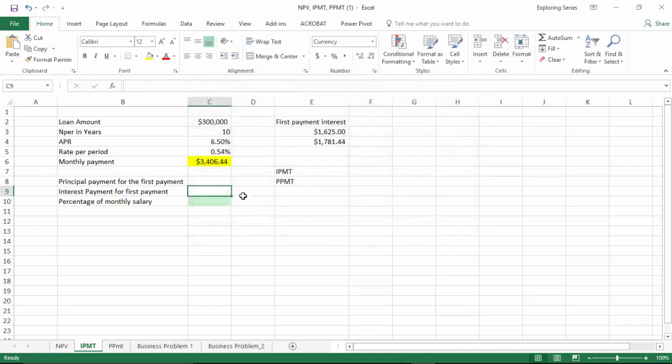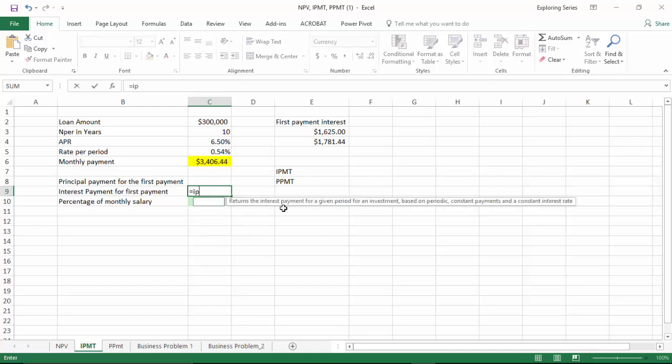Okay. So let's go ahead and write this function and just see what happens. So we'll just dive in. We'll open up with IPMT. The first thing it's going to do is ask us for our rate. The rate, as I explained, is the rate per period, the periodic interest rate. Now, we've already calculated that here. So I'm just going to go ahead and click it. But note that if you didn't already have it calculated, you could take 6.5%, divide by 12 in this case, and you'd get that same answer.